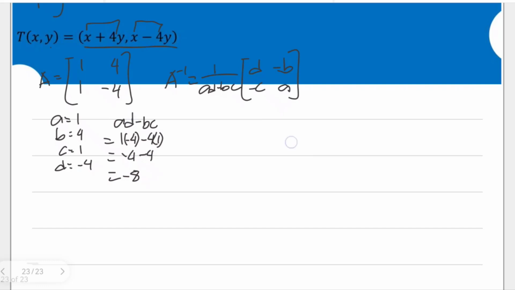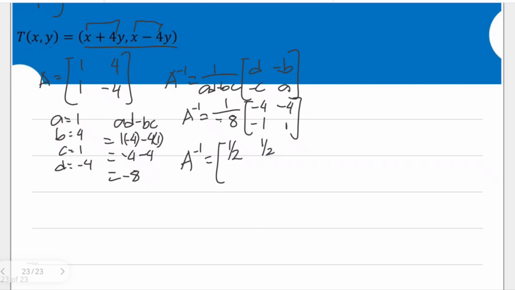Hence, we can show now the result of our inverse of A. We have 1 over negative 8 times your D as your first entry now, negative 4, the negative of 4 here, negative 1, and positive 1 here. Okay, so when you have that, your inverse now is negative times negative is positive 4/8 or positive 1/2. Positive 1/2 here as well. Positive 1/8 here, and you have negative 1/8 here. This is the inverse of our standard matrix A.